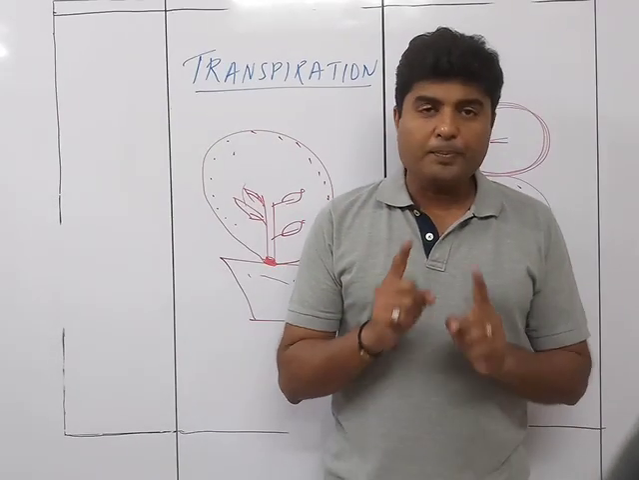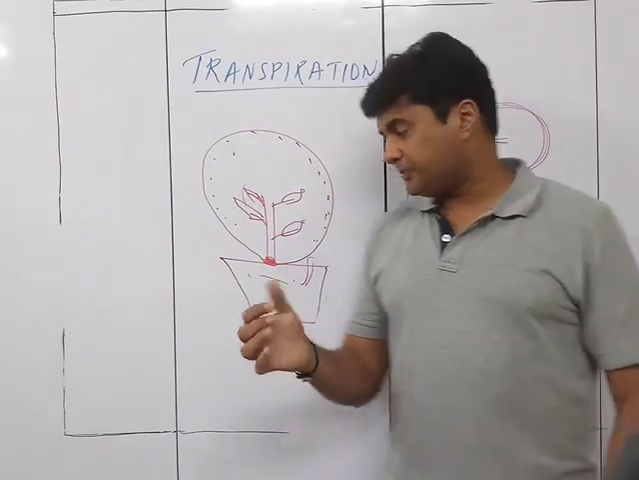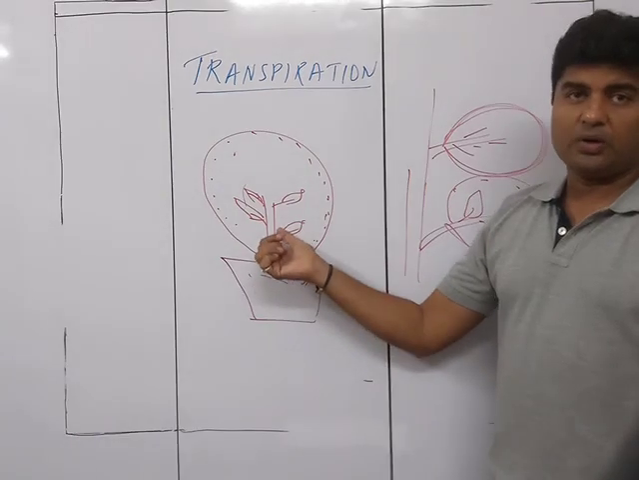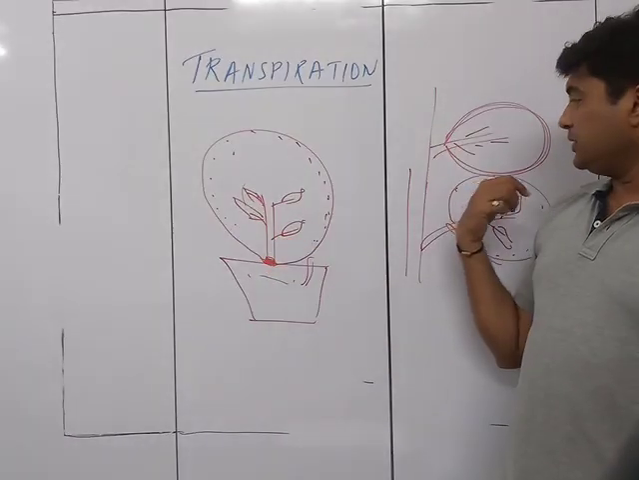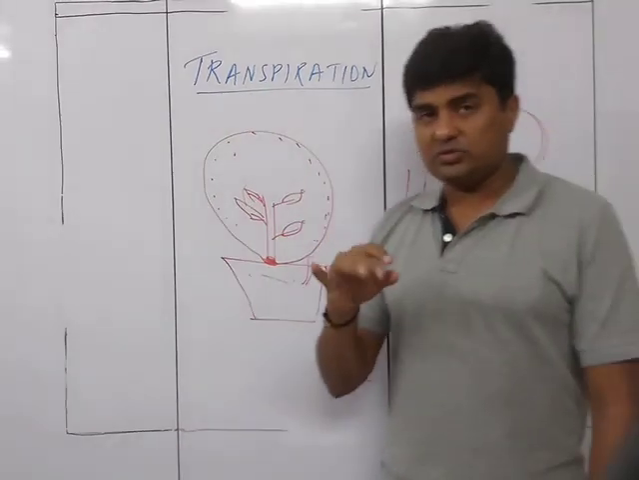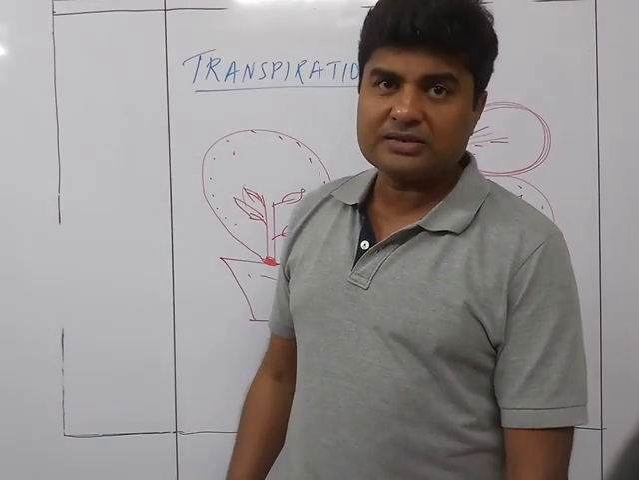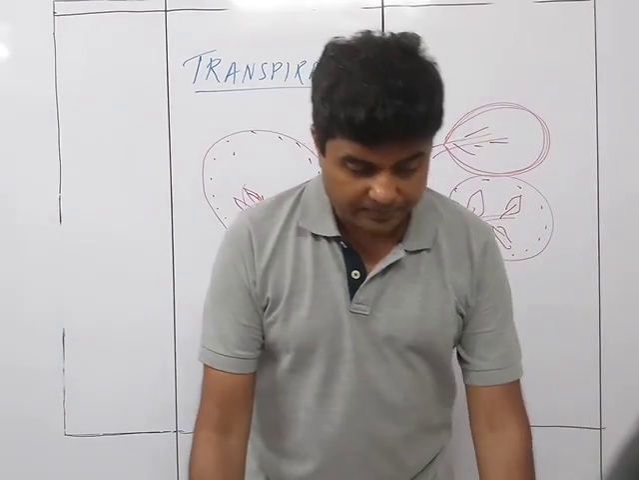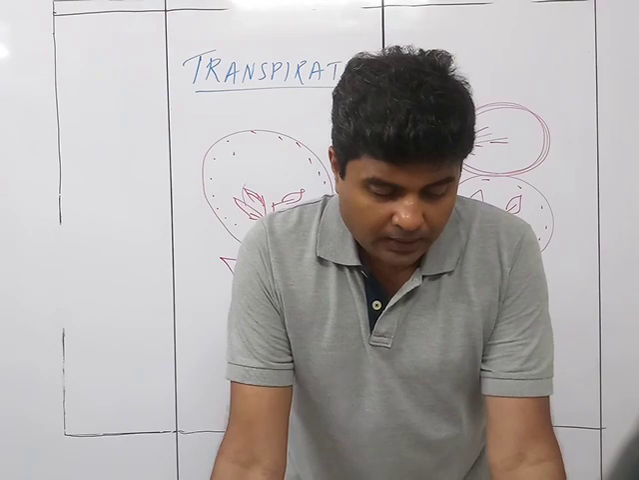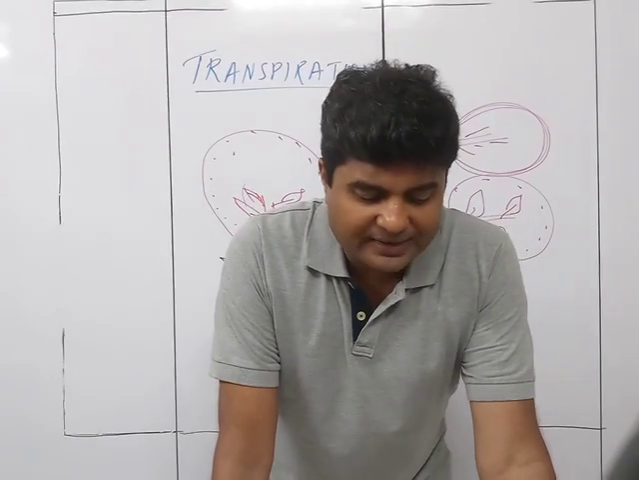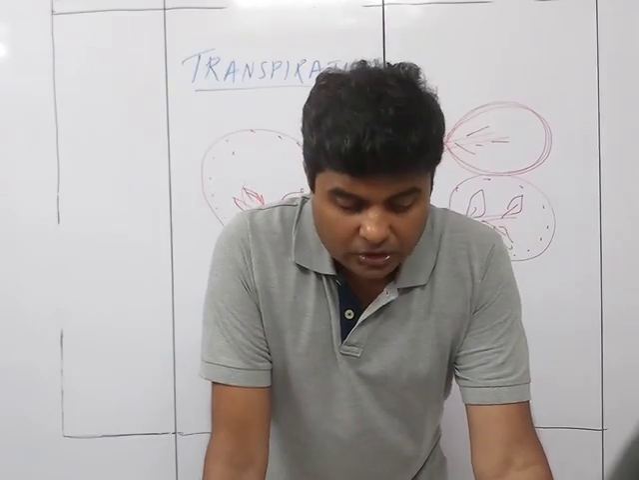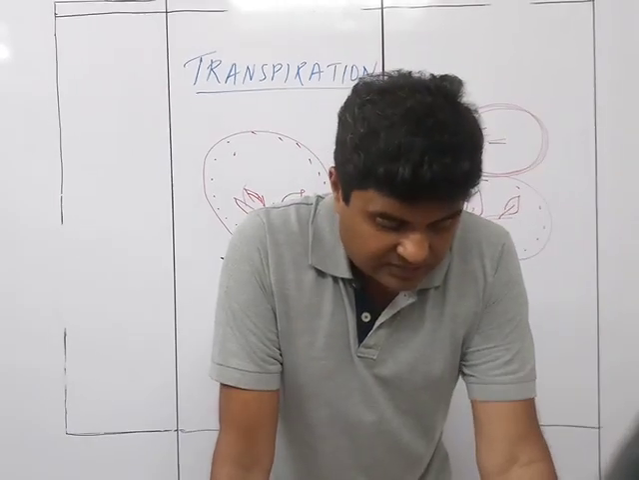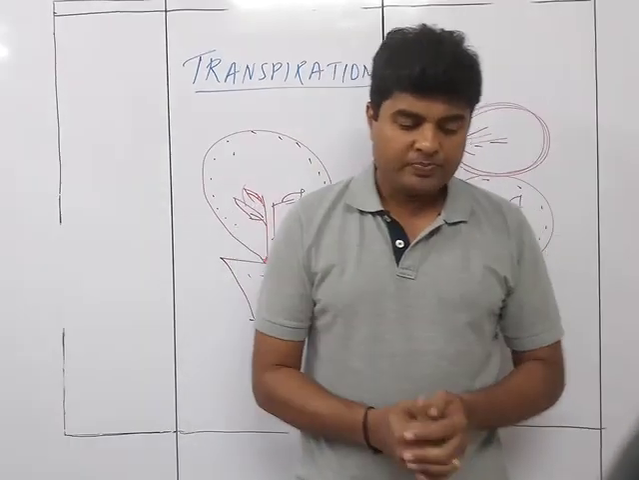So these are the two important points over here: first, the plant is giving out water, and second, it is giving out much more from the leaves as compared to the other parts of the body. So the setup indicates that most water gets evaporated from the plant through its leaves. So these are the two experiments.